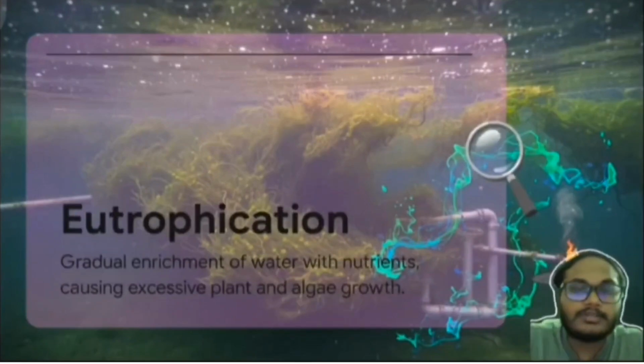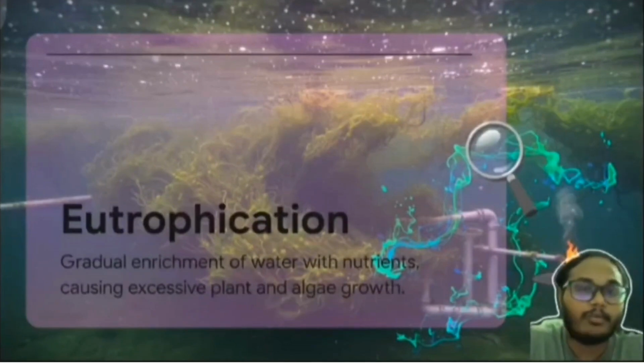ecosystems. Phosphorus is an essential nutrient for life, but excessive phosphorus in water can cause a serious environmental problem.